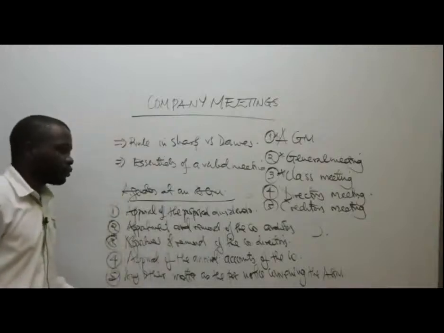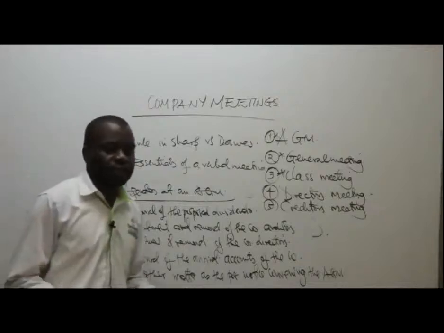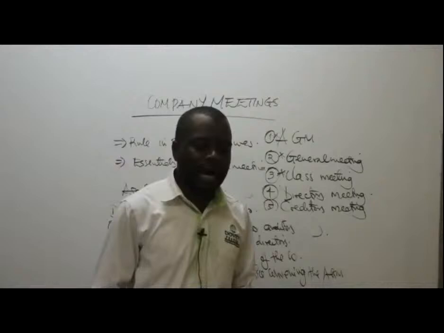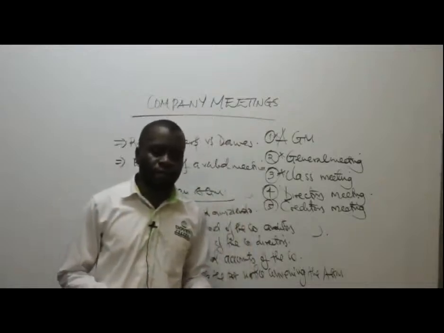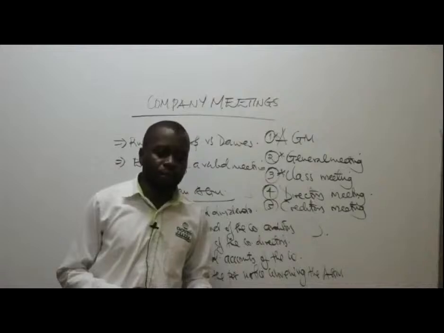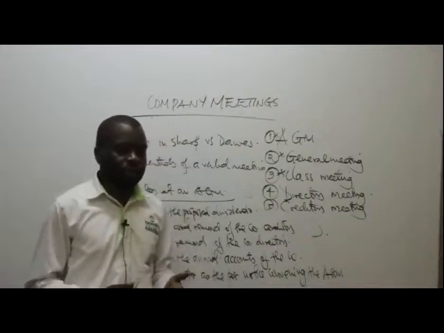The proper notice to convene this meeting is normally 21 days. There should be a notice of at least 21 days as per the requirements of the Companies Act, or the statute. So if you issue the notice today, the meeting can only be held after 21 days.